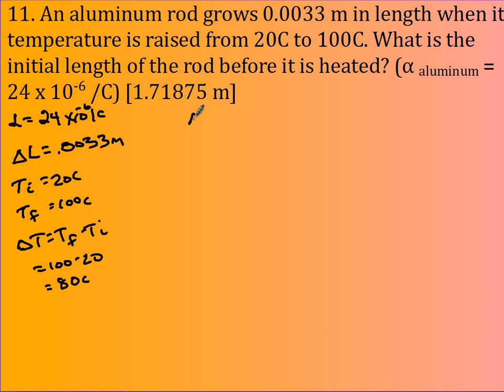So delta L is initial length, alpha, delta T. So let me find the original length. I'm going to divide through by alpha delta T.